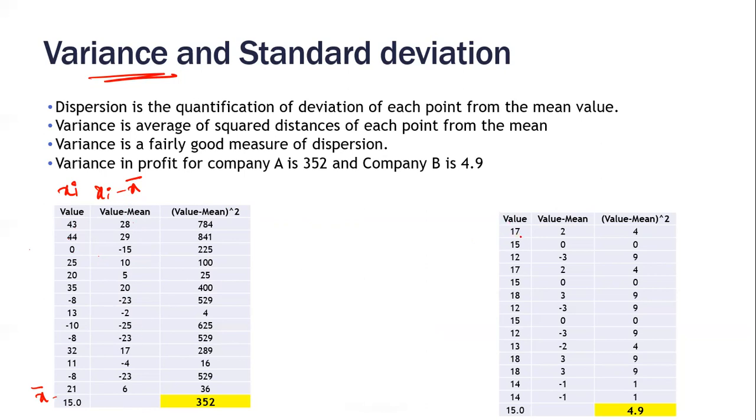Whereas if you come to company B, these are the deviations. Again, some of them are positively deviated, some of them are negatively deviated. Tell me one thing, if this deviation from mean is higher, does that mean dispersion is higher? Think about it. If these values are high, is that a good indication? Yes, makes sense. If these deviations are higher, then my dispersion is high. Agreed or not? Yes.